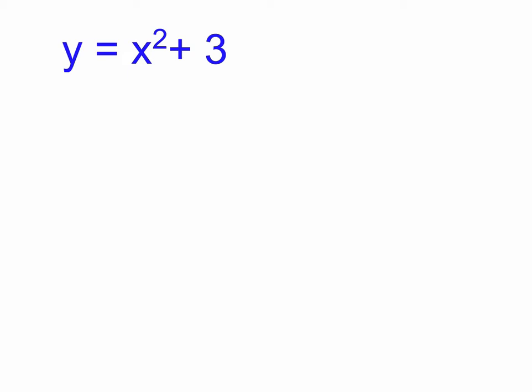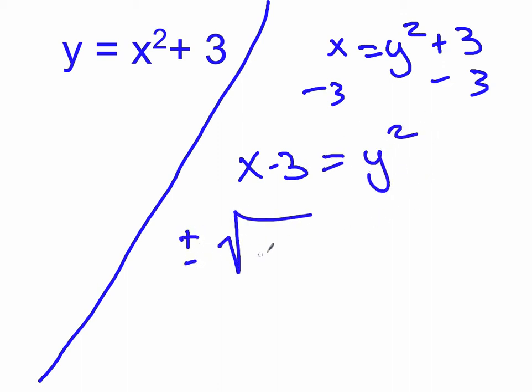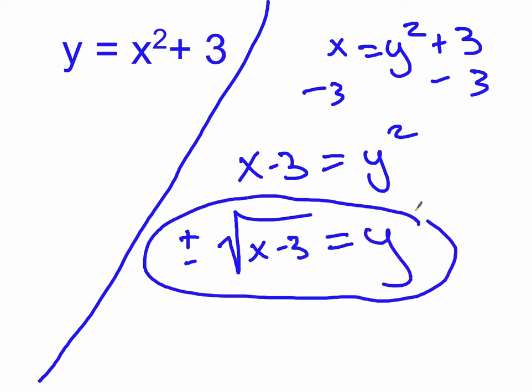So let's find the inverse of this relation right here: y equals x squared plus 3. The way you find the inverse is you switch the x and the y values. So let's switch the x and the y variables, and then let's solve for y again. Let's subtract 3 from both sides. Now we have x minus 3 equals y squared. Then let's take the square root of both sides. You get plus or minus the square root of x minus 3 equals y. Here is the inverse relation of this relation.